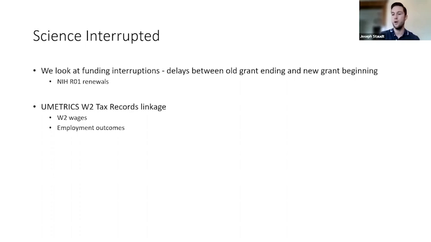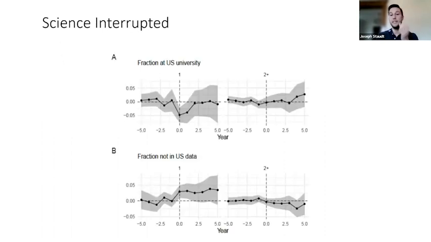And what we want to know is, are these gaps, these temporary lapses in funding, leading to any longer term employment outcome for the people that work on those grants? And this is possible to look at when you link Umetrix employees, this time all employees, not just faculty, to census earnings records in the form of W-2 tax records. We're able to look at their employment outcomes before and after an interruption. And so that's what these two graphs are doing.